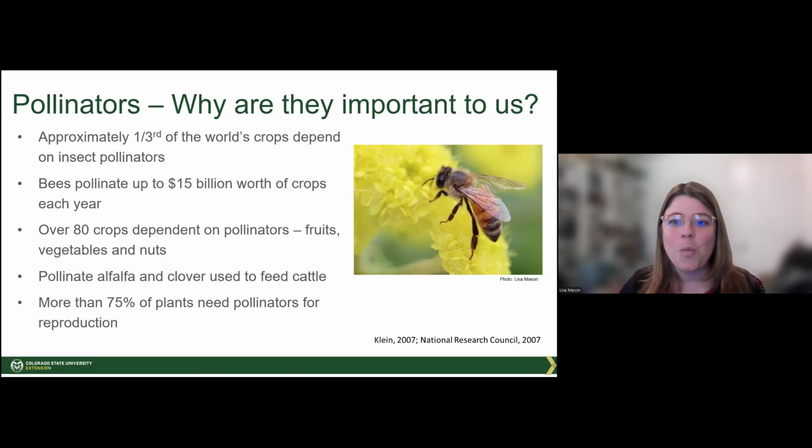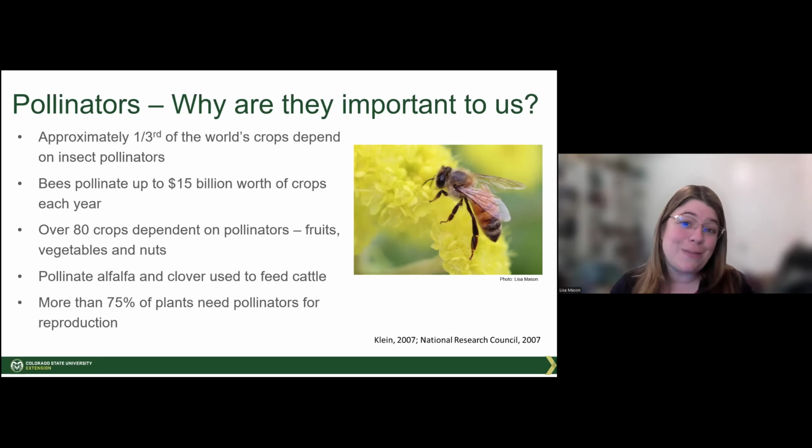But to dive right in, why should we care about this? Pollinators provide about 1/3 of our food source across the globe, so about 1 in every 3 bites of food. Bees alone can pollinate up to $15 billion worth of crops each year. And there are about 80 different crops that are somewhat to fully dependent on pollinators, and that includes our fruits, vegetables, and nuts.